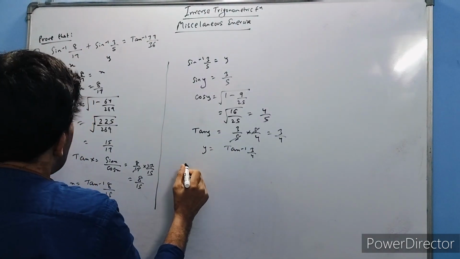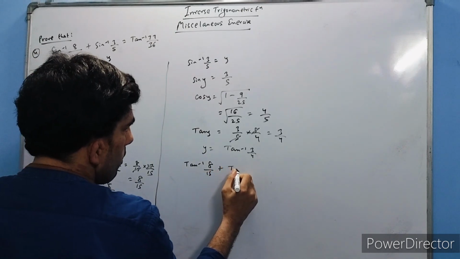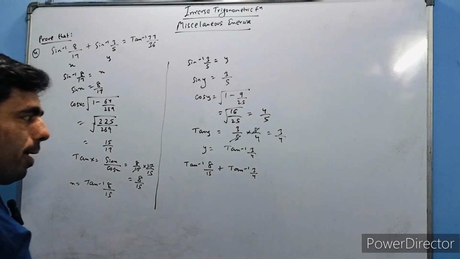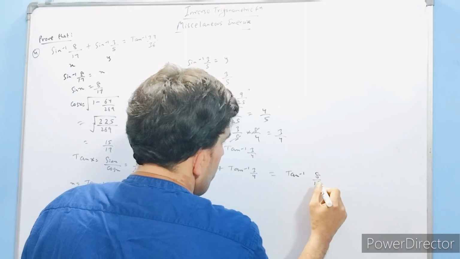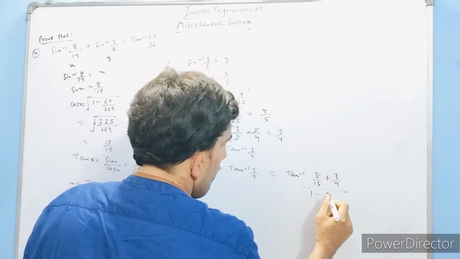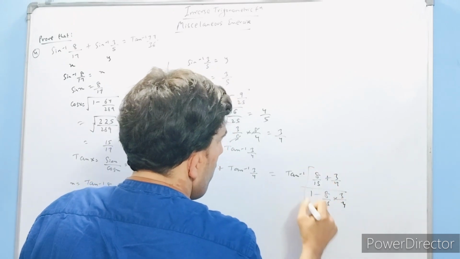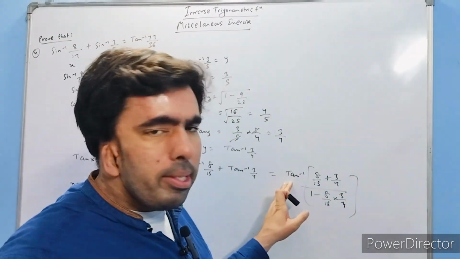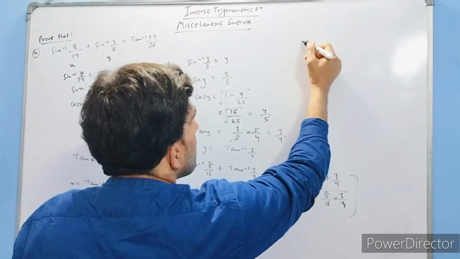Now I got the values of x and y and put them here. So what will happen? Tan inverse 8 upon 15 plus tan inverse 3 upon 4. Now we'll try to put the formula here. There is a formula for that: tan inverse x plus tan inverse y is tan inverse of x plus y upon 1 minus xy.